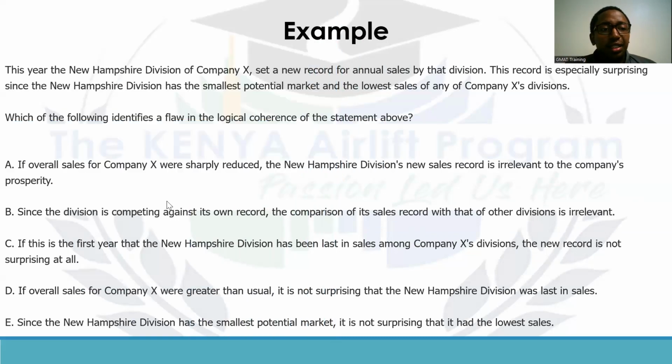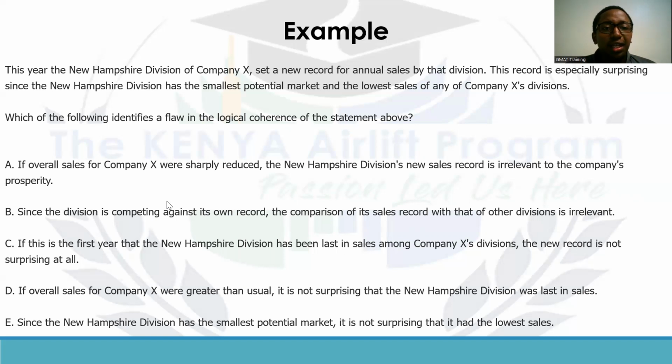Our question here says, this year the New Hampshire division of Company X set a new record for annual sales by that division. And the record is especially surprising since that division has the smallest potential market and the lowest sales of any of Company X's divisions.